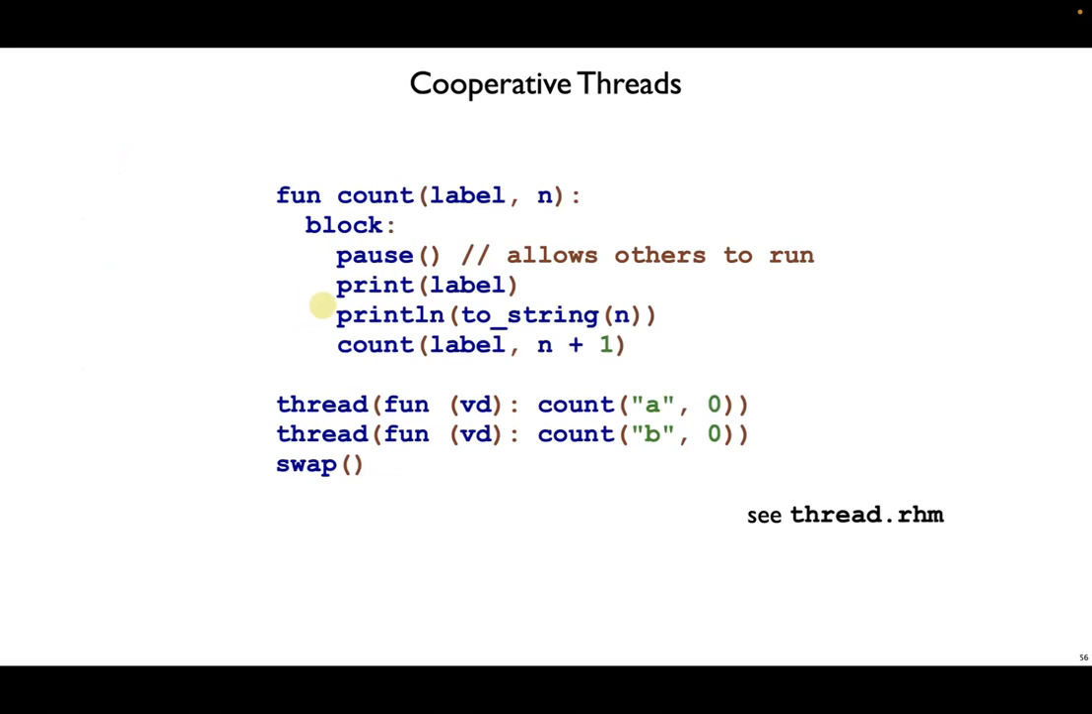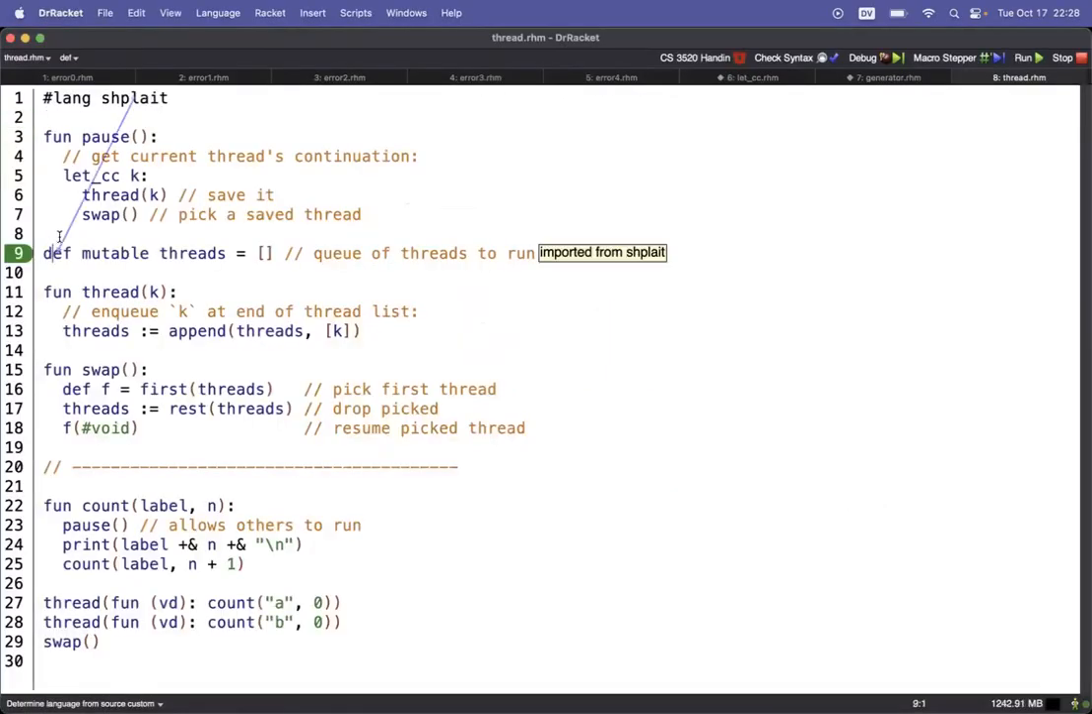It prints out its label, followed by a number, and then calls itself again with the number +1. So our thread A will print out A0, A1, A2. And our B thread will print out B0, B1, B2, and so on. Let's jump over to the implementation. So we've got thread code up at the top, and then we have count down below that we just saw. Let's run count and see what our threads do.